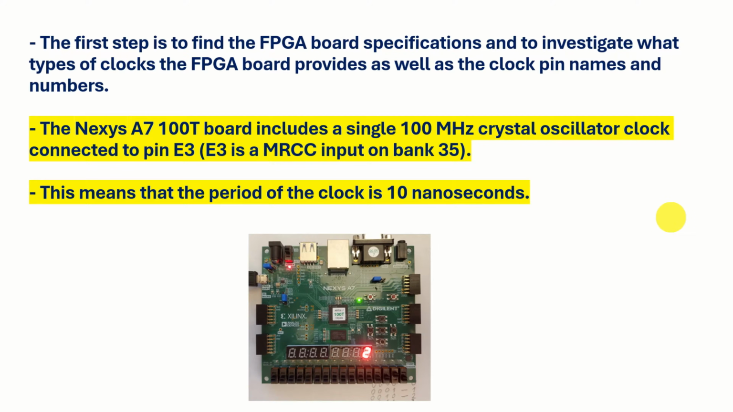The first step is to find the FPGA board specifications and to investigate what types of clocks the FPGA board provides, as well as the clock pin names and numbers. The Nexys A7-100T board includes a single 100 MHz crystal oscillator clock connected to pin E3, and this is very important information. This means that the period of the clock is 10 nanoseconds, and in the sequel I will explain how to find this information by looking at the specs of the board.